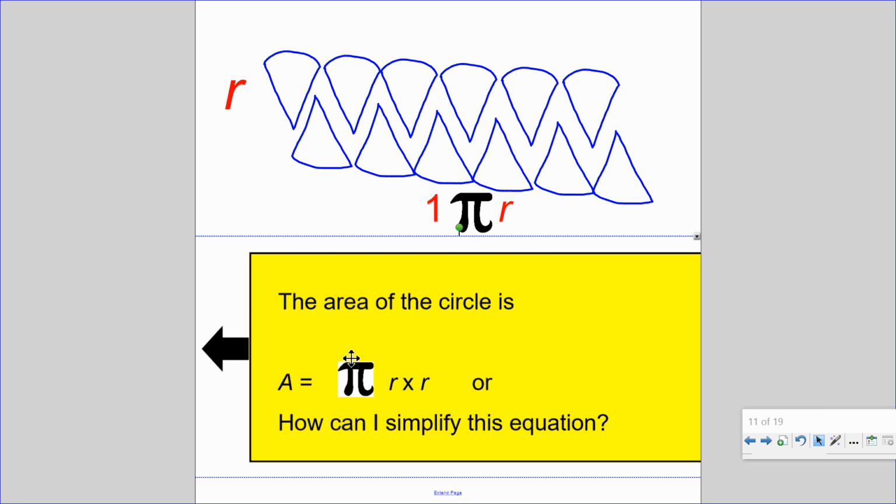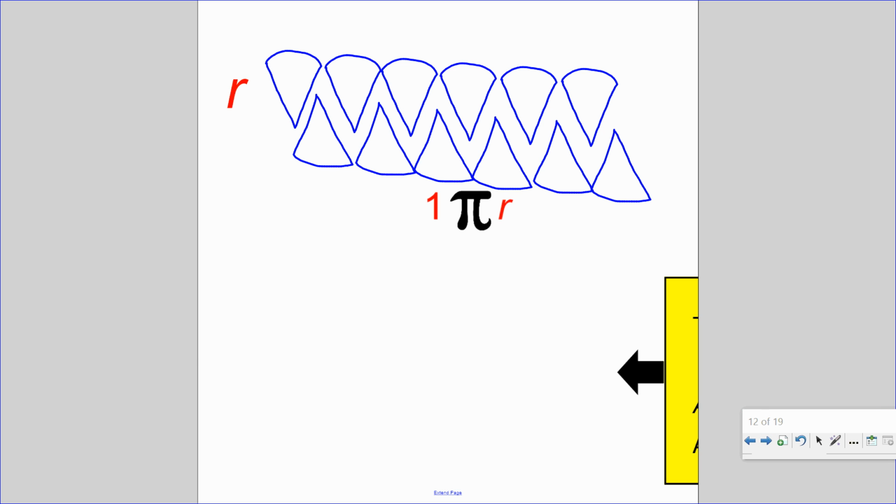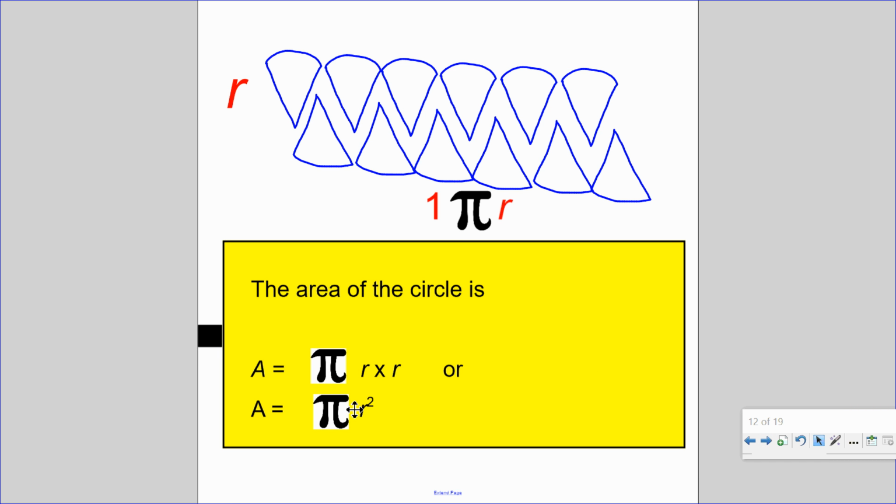Do you know another way to simplify this equation? Is there another way to rewrite this equation? Pi r times r. Where have you seen r times r? Do you remember something called exponents? So another way of saying this is pi r squared. To find the area of a circle, you multiply pi r squared, or pi radius squared.